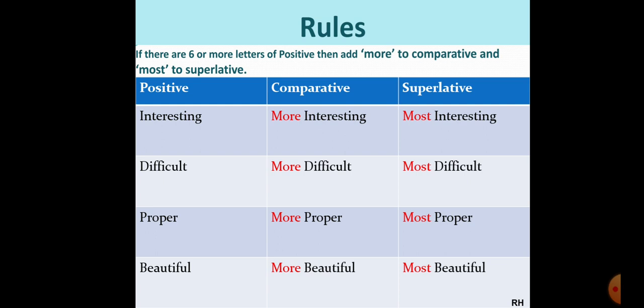Same way, whenever you see a word, you need to count the letters in the positive. Interesting, for example, INTERESTING. It's an 11 letter word, too big, right? So we have added more in comparative and most in superlative. So difficult, more difficult, most difficult. Proper, more proper, most proper. Beautiful, more beautiful, most beautiful.